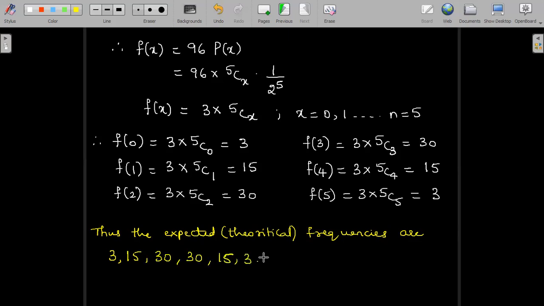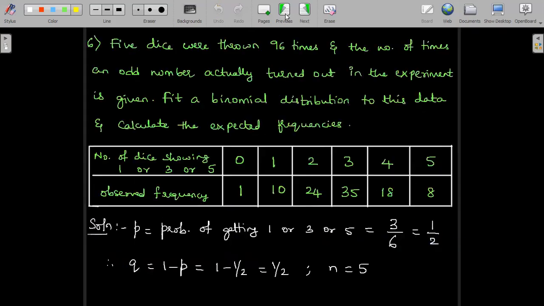And you can try summing up all these frequencies. It is equal to 96. So when you sum up all these frequencies, it has to be equal to 96, because all these 5 dice were thrown together 96 times. And here also in the observed frequencies, when you sum up all these, it is obviously equal to 96. 1 plus 10 plus 24, 35, 18 and 8 is summing up to 96 only. So 5 dice were thrown 96 times, and these were the observed frequencies given, right?